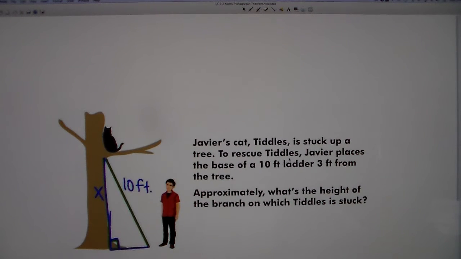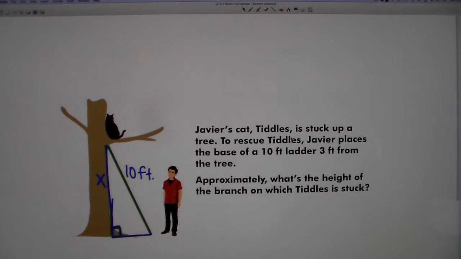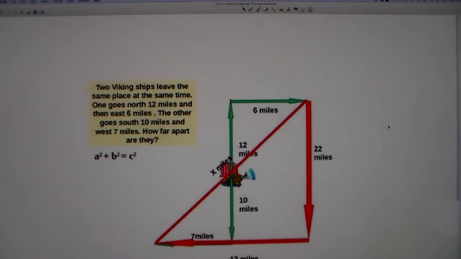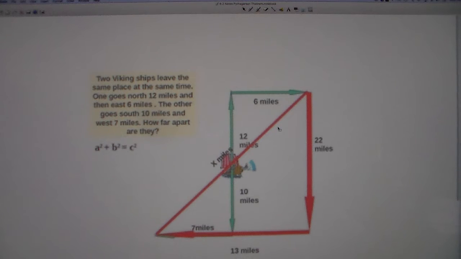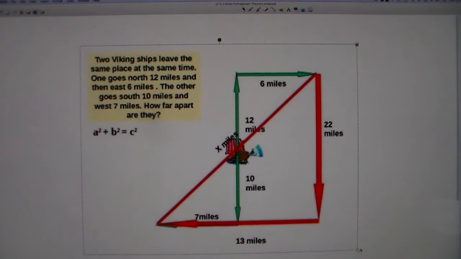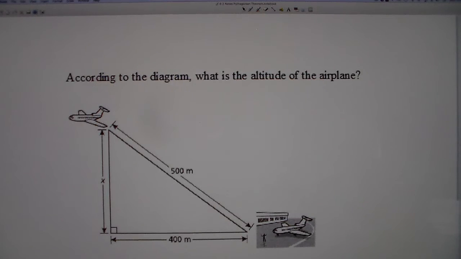Then you've got a man and a cat in a tree that you could practice with. The ship problem is a little bit more challenging. We talked about it in class. All this is, if you know it's 12 miles up, 6 miles east, use the Pythagorean theorem to find this length. Same story here, we're going down and left, use the Pythagorean theorem to find this hypotenuse. Then add those two hypotenuses together. That's how you do that problem.